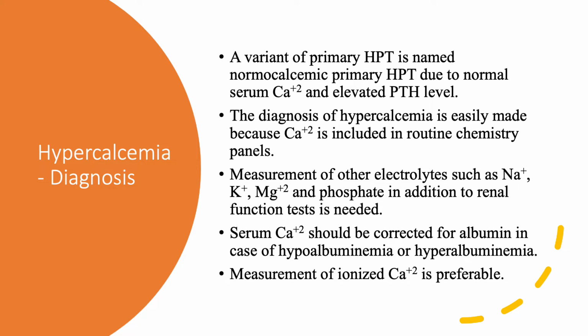Now, it's not difficult to make a diagnosis of hypercalcemia because whenever you order a basic metabolic panel, basic chemistry panel, you are going to get calcium. Now, when we get calcium, we get other electrolytes. So we get the sodium, we get the potassium, but we are going to order magnesium and phosphate because these three things, as I said many times, magnesium, phosphate, calcium, they are related. We need to check albumin and creatinine because chronic kidney disease has many implications. Now, we should correct serum calcium to albumin. So if we have hypoalbuminemia or hyperalbuminemia, like we said before, we need to correct calcium. And if we can measure ionized calcium, it's preferable.